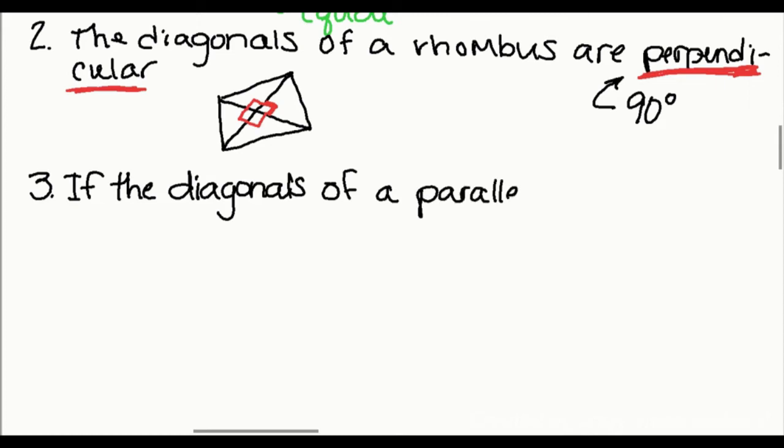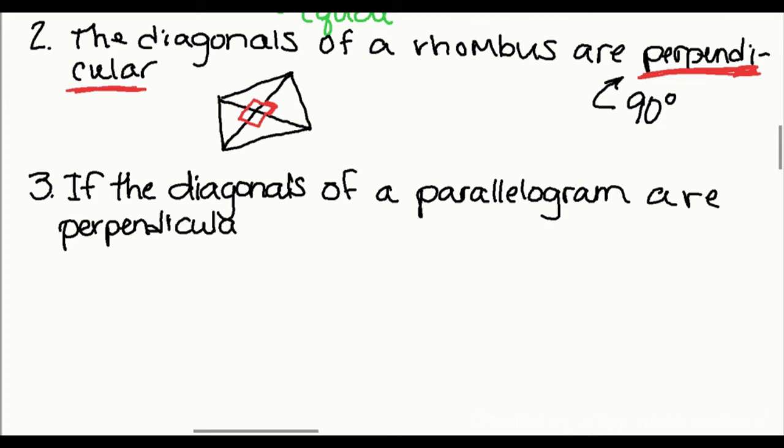So what did we just talk about? We talked about the diagonals of a rhombus are perpendicular. So now they're saying if the diagonals of a parallelogram are perpendicular, what do you think is going to happen? If the diagonals of a rhombus are perpendicular, and they're saying that for this general parallelogram those diagonals are perpendicular, then what that means is the parallelogram is a rhombus.